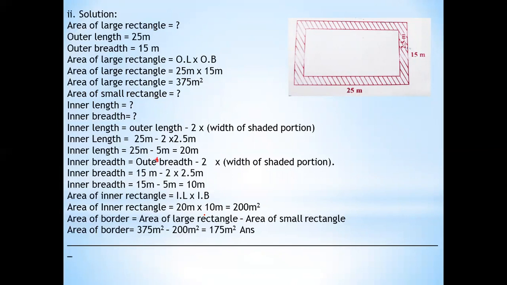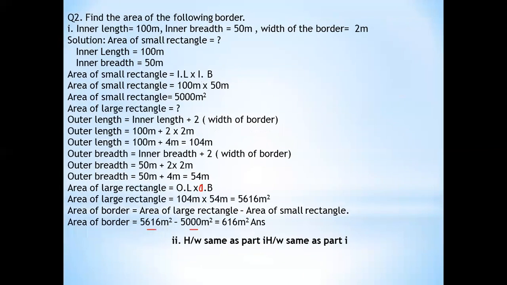Now we have the same objective, the area of the border. Area of the border is equal to the area of the large rectangle minus the area of the small rectangle. Now placing the values, we have got the answer 175 square meters. Dear students, in question number 2 the same pattern is repeated.